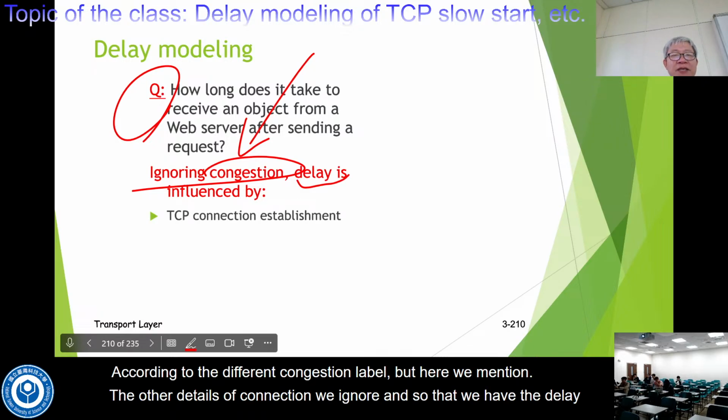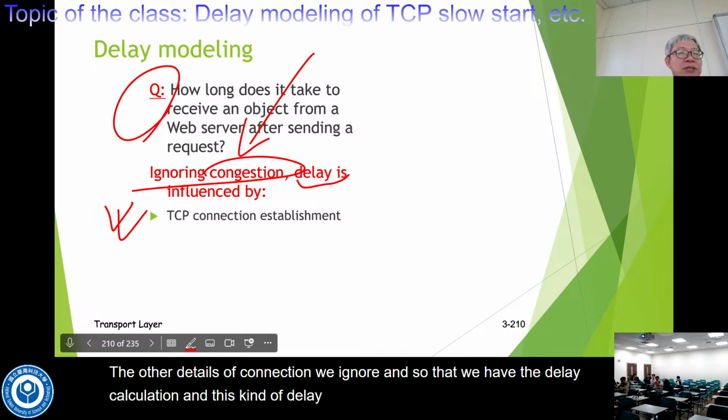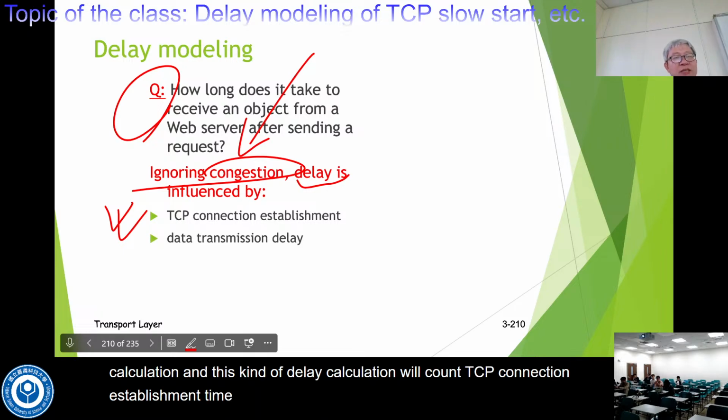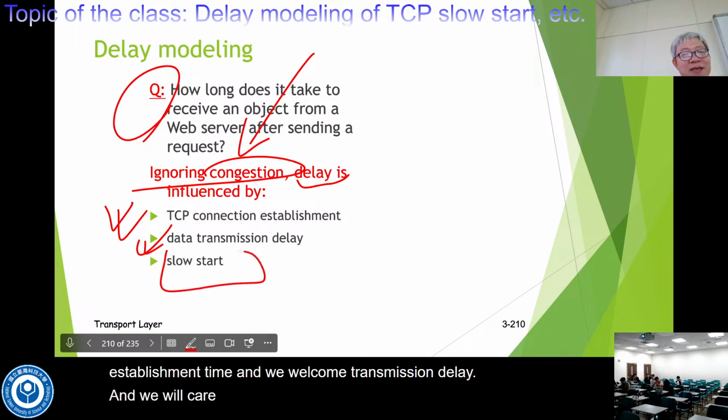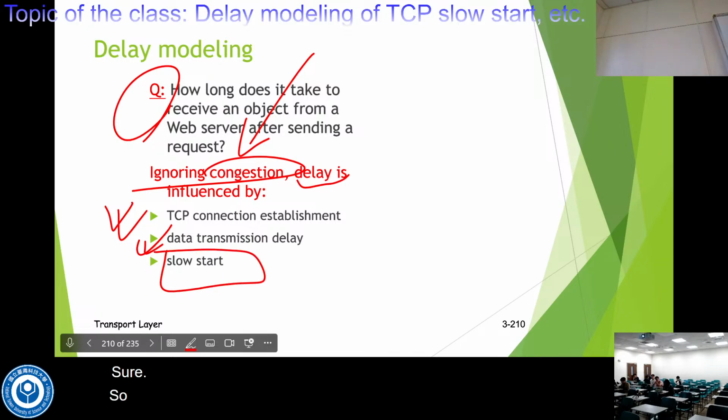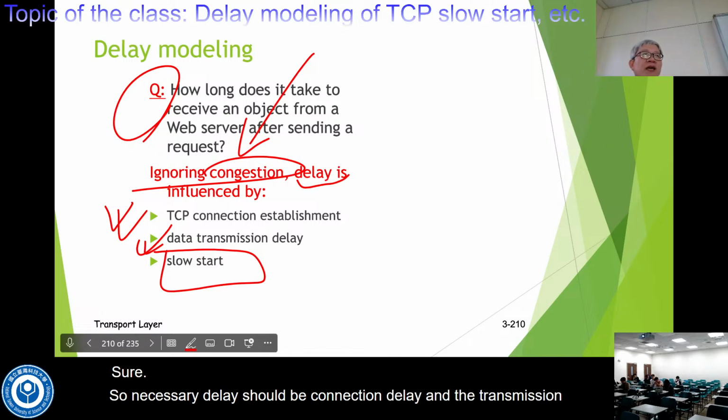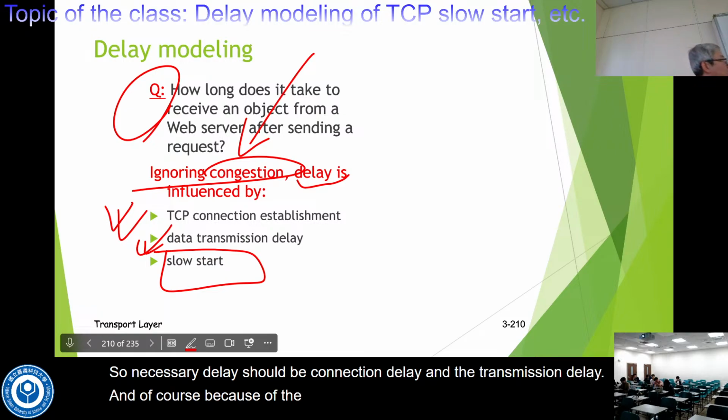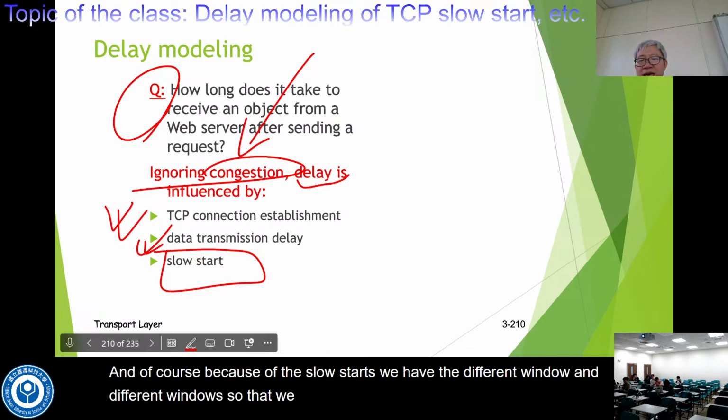This kind of delay calculation will count TCP connection establishment time, and we will count transmission delay. And we will care about slow start. Sure. So, the necessary delay should be connection delay and transmission delay. And of course, because of slow start, we have different windows, and with different windows we can have the possible time.